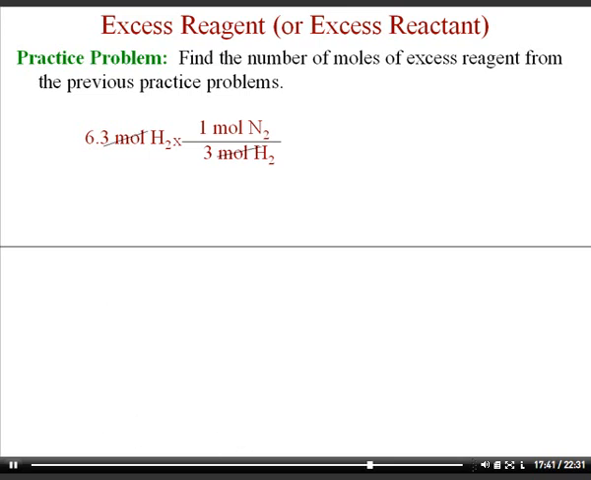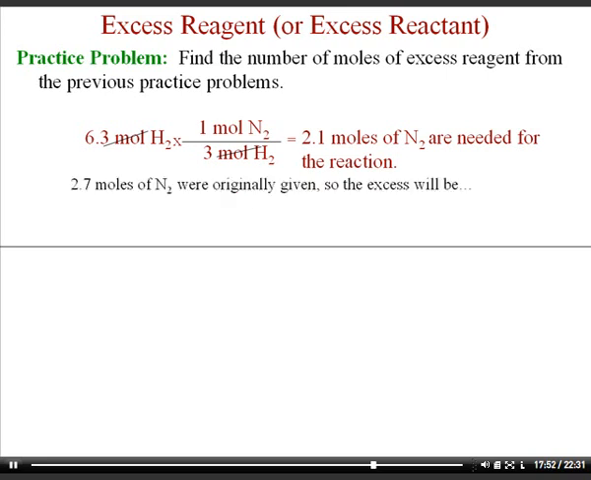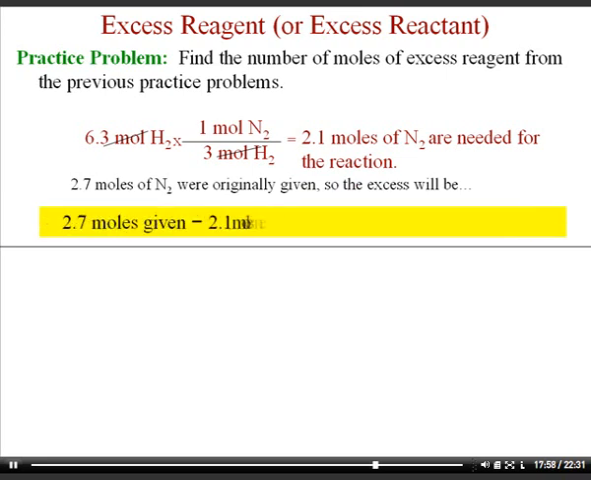So when you do the algebra, our ratio is going to be 3 on bottom, 1 on top. That's from the BCE. And you only really needed 2.1 moles of nitrogen for the reaction. And we were given 2.7 moles of nitrogen, so we have 0.6 left over, and that's from a simple subtraction. And I'll let this finish the animation.